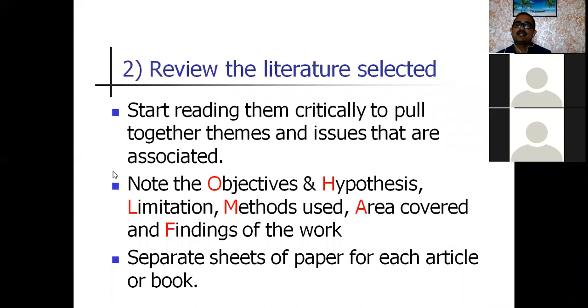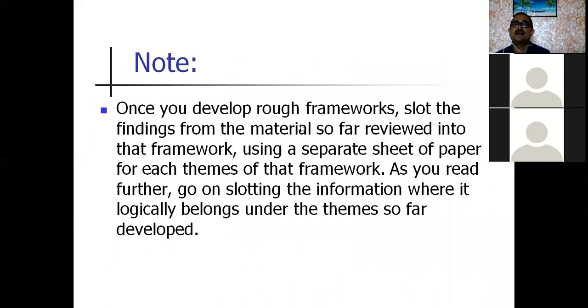Make a separate sheet of paper for each article or book at first. Once you develop a rough framework, slot the findings from the materials of the review into the framework, using a separate sheet of paper for each theme of that framework. As you read further, go on slotting the information where it logically belongs under the themes of development.